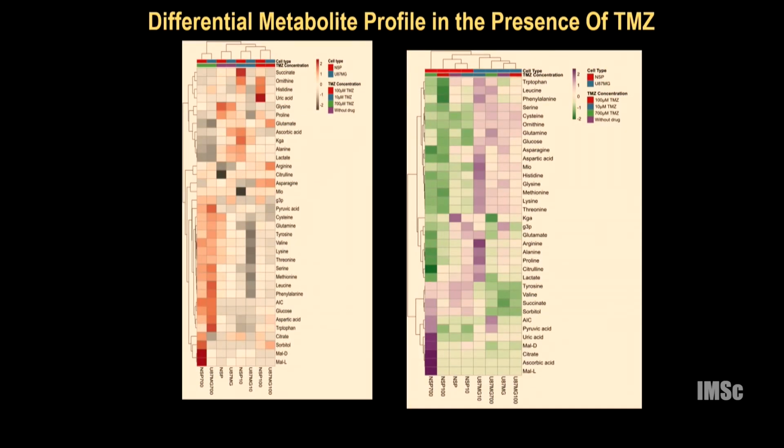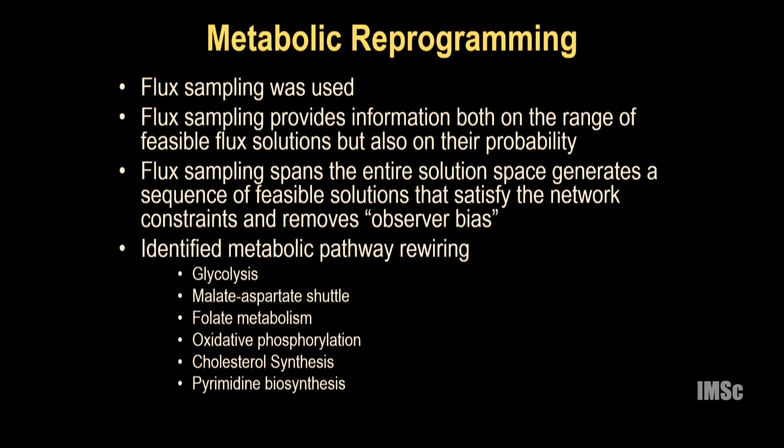So using all this information, including the exometabolome profiles to develop uptake rate constraints, we used flux sampling, and flux sampling essentially, as written here, gives you the range of feasible flux solutions and also the probability of their occurrence. You can span the entire solution space, and this is what I really like about it, and you can generate these feasible solutions without what is called an observer bias, because you're spanning that whole space. And what we identified was these were a few set of pathways.